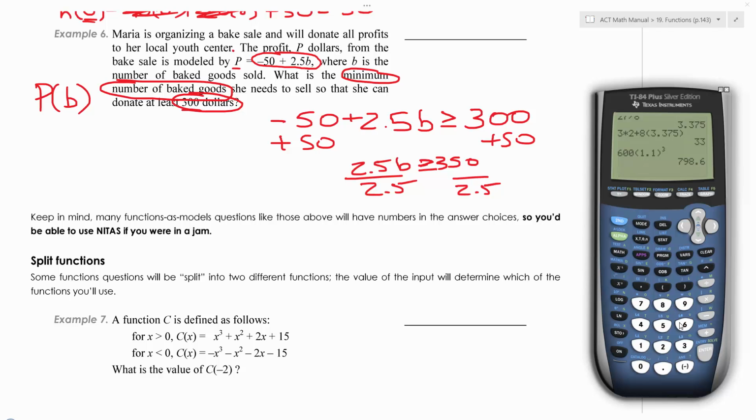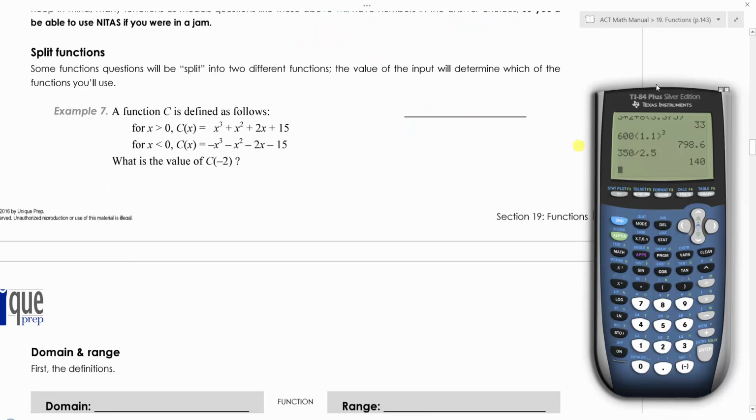I am going to get 350 divided by 2.5, and that is going to equal 140. So what that tells me is that if she sells 140 baked goods, she will make that $300. And indeed, I could check this by taking the 140, plugging it back in for B, and then adding to it the -50, and I would see that that would give me $300. So she needs to sell 140 baked goods in order to donate at least $300. So she'll be up baking all night.